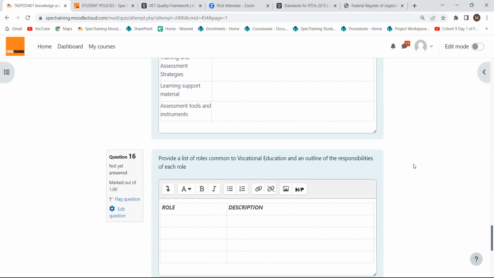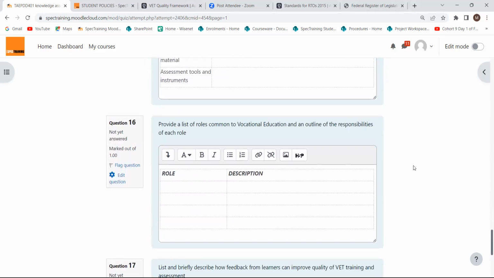Okay, so coming down to question 16, it says provide a list of the roles common to vocational education and outline the responsibilities of each role. Okay, so we got role and then description. So some of the roles that come to mind could be an admin person in an RTO. All right, and their description is basically to take enrollments and communicate with students.